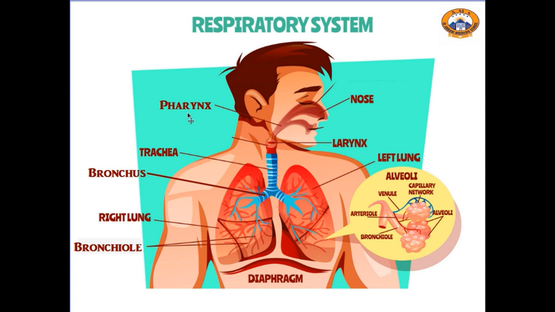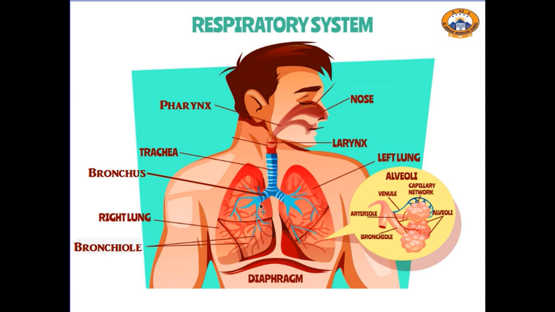After the pharynx, the larynx, or sometimes called the voice box. Then comes a tube known as trachea. At the end of the trachea, it is divided into two branches known as bronchi. Bronchi is a plural word. Each one of them is known as bronchus.